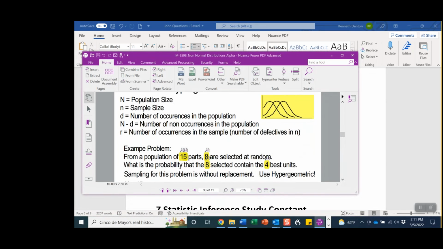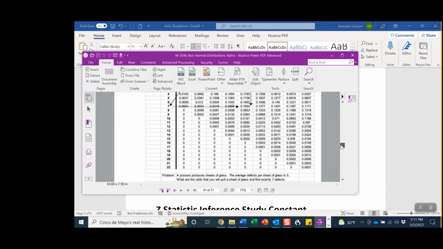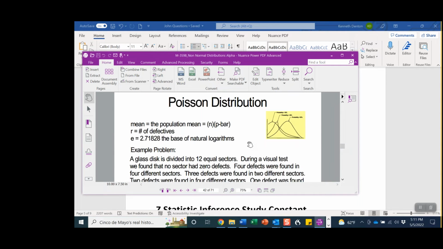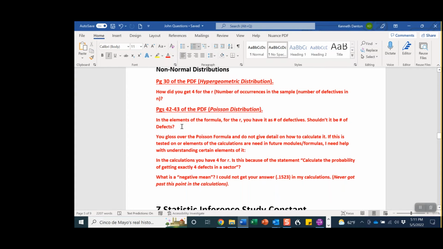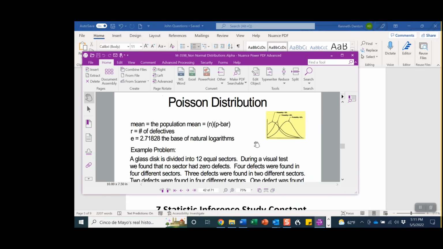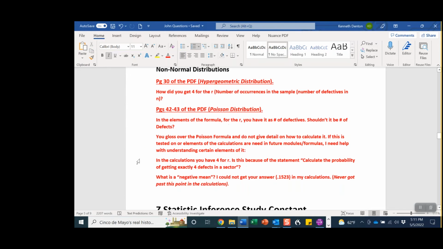Same PDF. Next is page 42. Let's go there. Poisson distribution. Let's see what it says. In the elements of the formula for the R, you have it as number of defectives. Shouldn't it be defects? Yeah, right here, that should be defects. That's a typo. That's correct. I'm glad you picked up on that.